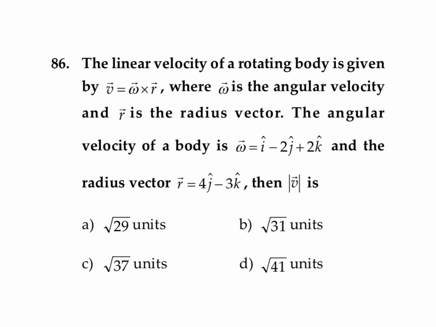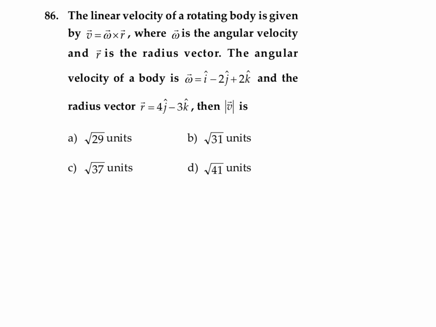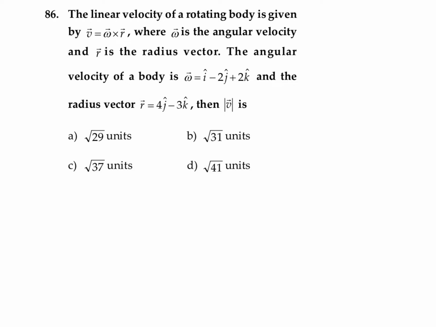In this question it is given that the linear velocity of a rotating body is given by v is equal to omega cross r, where omega is angular velocity and r is the radius vector. The angular velocity of the body is given and the radius vector is also given. Our aim is to find the magnitude of velocity.